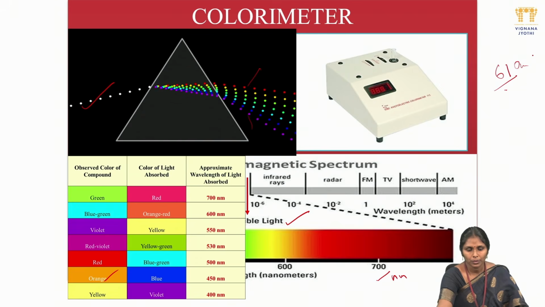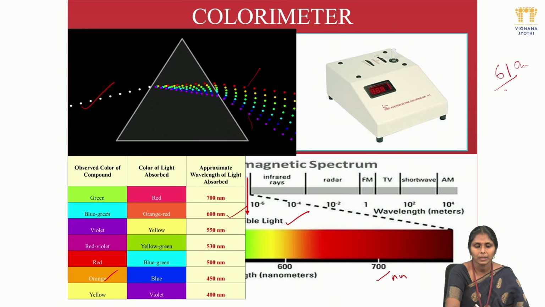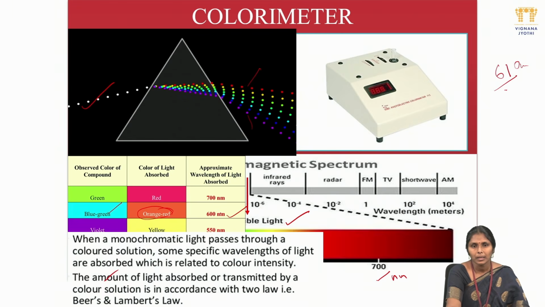I already told you why we have to choose that particular wavelength, the 61 filter number. Why do you have to choose it? Because whatever solution we are using is a blue color. So the complementary color filter for blue consists of either orange or red, which is in the range of 600 nanometers. That's why we have to choose that particular wavelength.